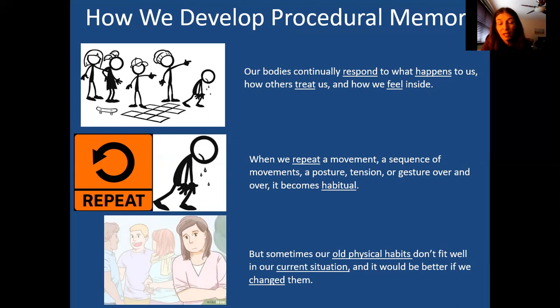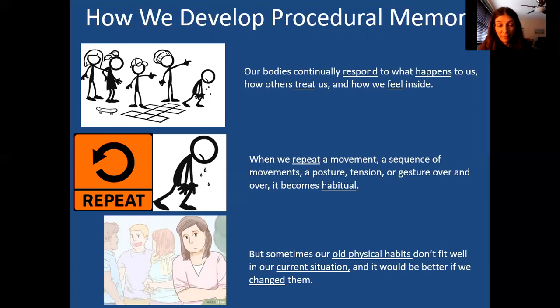So if this kid is repeatedly in this situation where he feels made fun of or threatened or teased by people, and repeatedly has these physical procedural memory type responses, he's going to learn that very deeply. Okay, so the second box says when we repeat a movement, a sequence of movements, a posture, tension, or gesture over and over, it becomes habitual, right? So anytime that kid might feel threatened by something or somebody, even if it's not those original kids, he might automatically get into that posture. And all the feelings associated with that posture and that time might come back to him, okay?